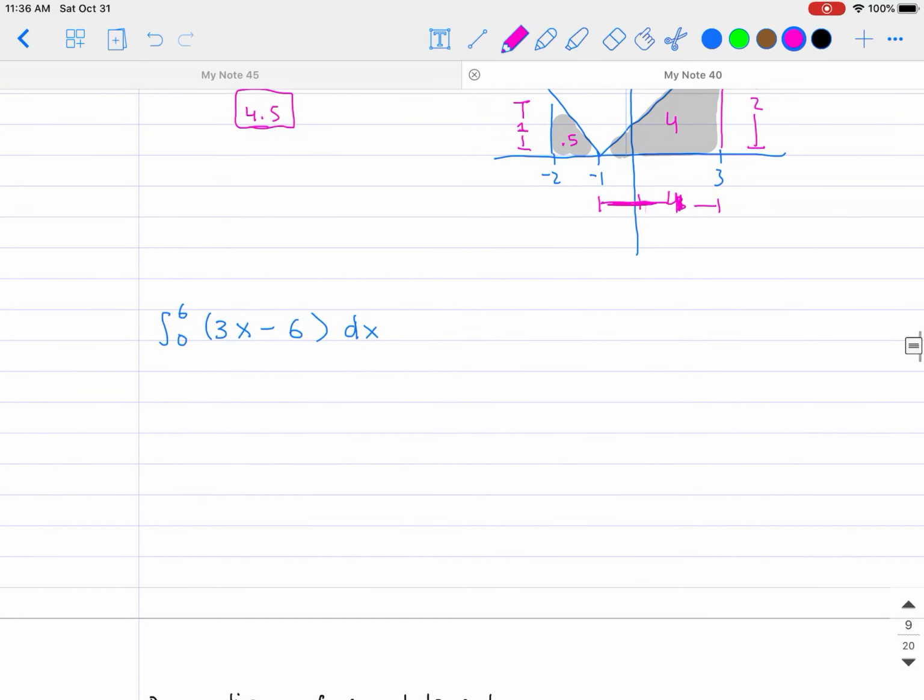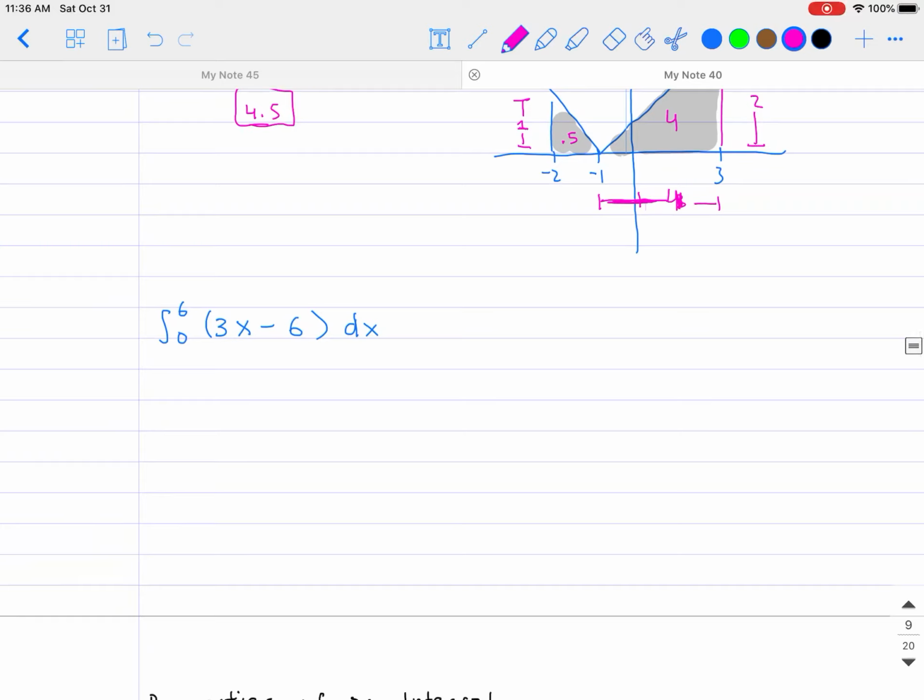So 4 times 2 times 1/2, so that is going to be 4. So my answer in this case is going to be 4.5. Okay. All right, next, let's look at this last example geometrically then.